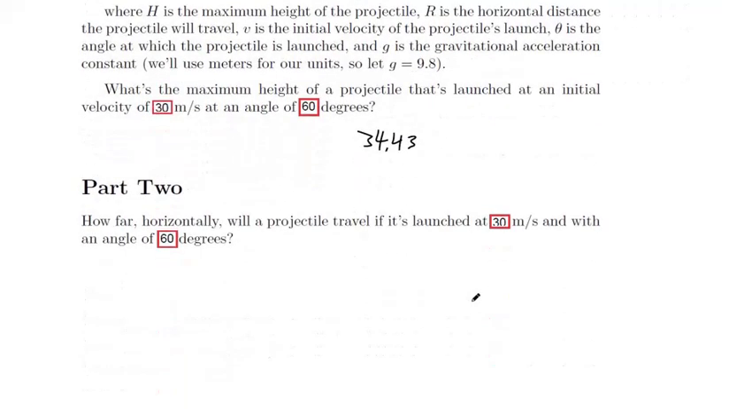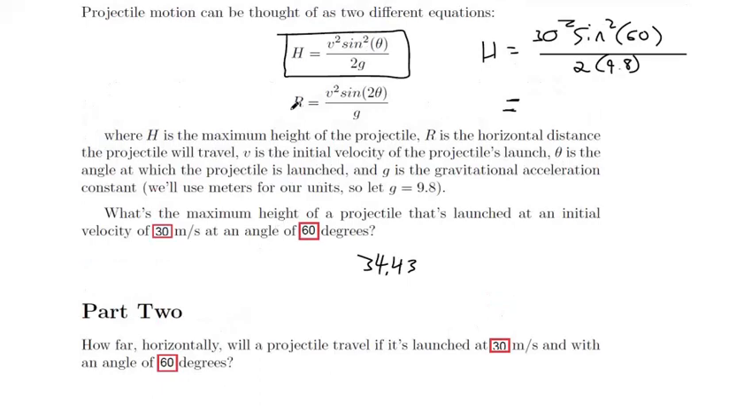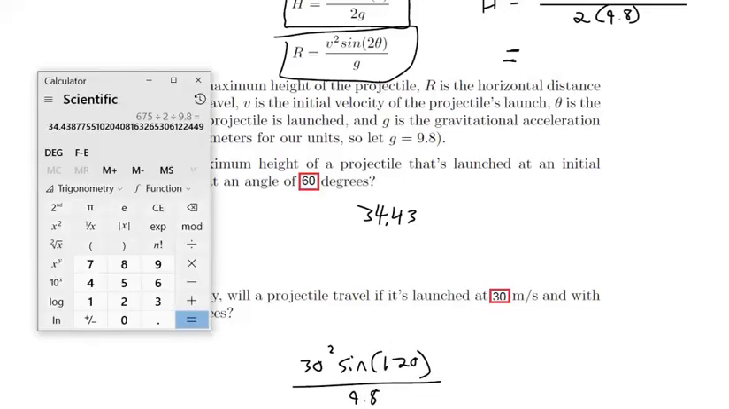So part two, same thing, 30 meters per second, 60 degrees. They're asking how far horizontally it will travel, which is modeled by this equation here. So you're plugging it in. 30 in for the initial velocity. And that's 2 times theta. So 2 times 60 is 120. Let's divide by the gravitational constant of 9.8 meters per second squared for acceleration.